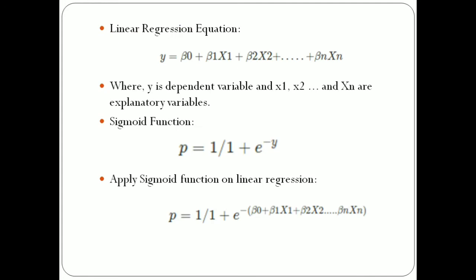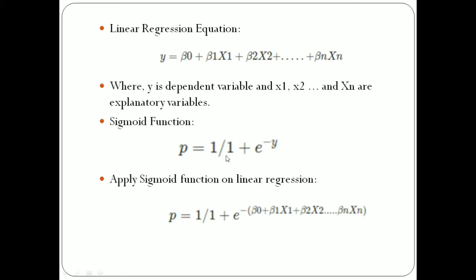So how is it calculated and what is the formula? Previously we have shown that the linear regression equation is like this if we have multiple independent variables. Here y is the dependent variable whereas x1, x2, x3 are the independent or explanatory variables. Whenever we are calculating logistic regression, we take an additional term, that is the sigmoid function. The formula for the sigmoid function is p equals 1 upon 1 plus e raised to minus y. Here p is the probability.